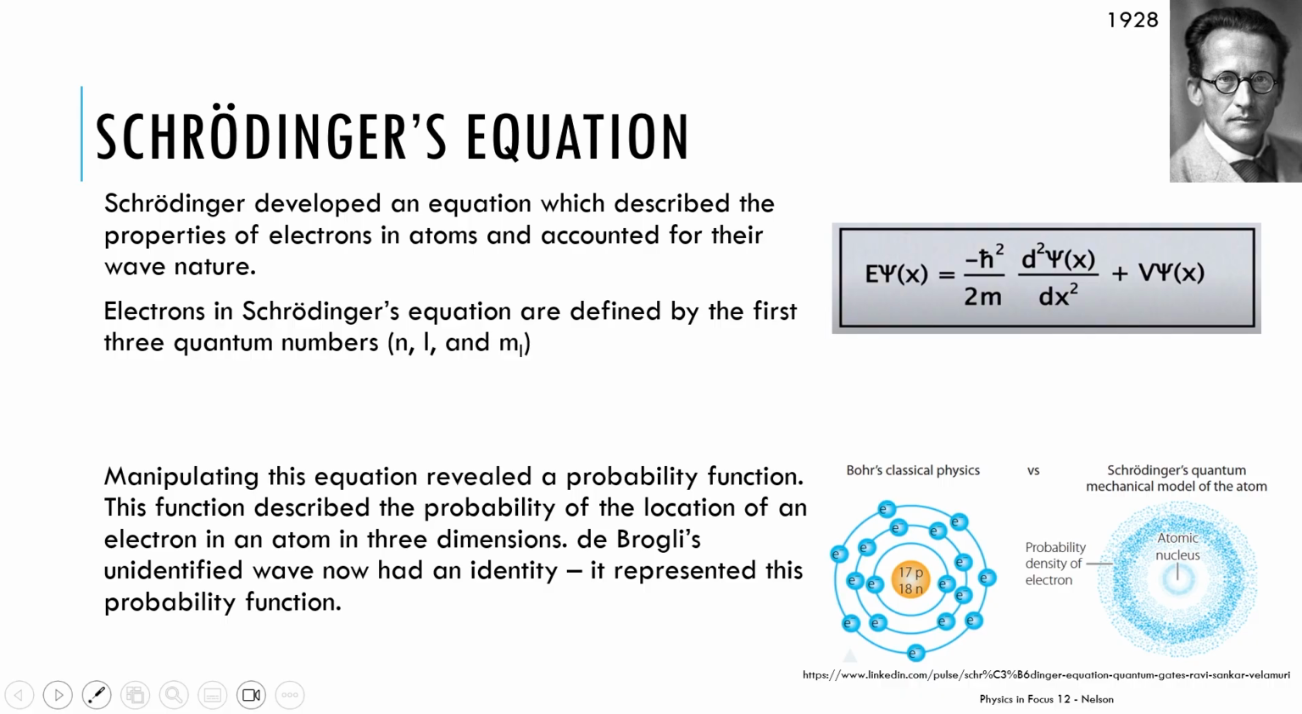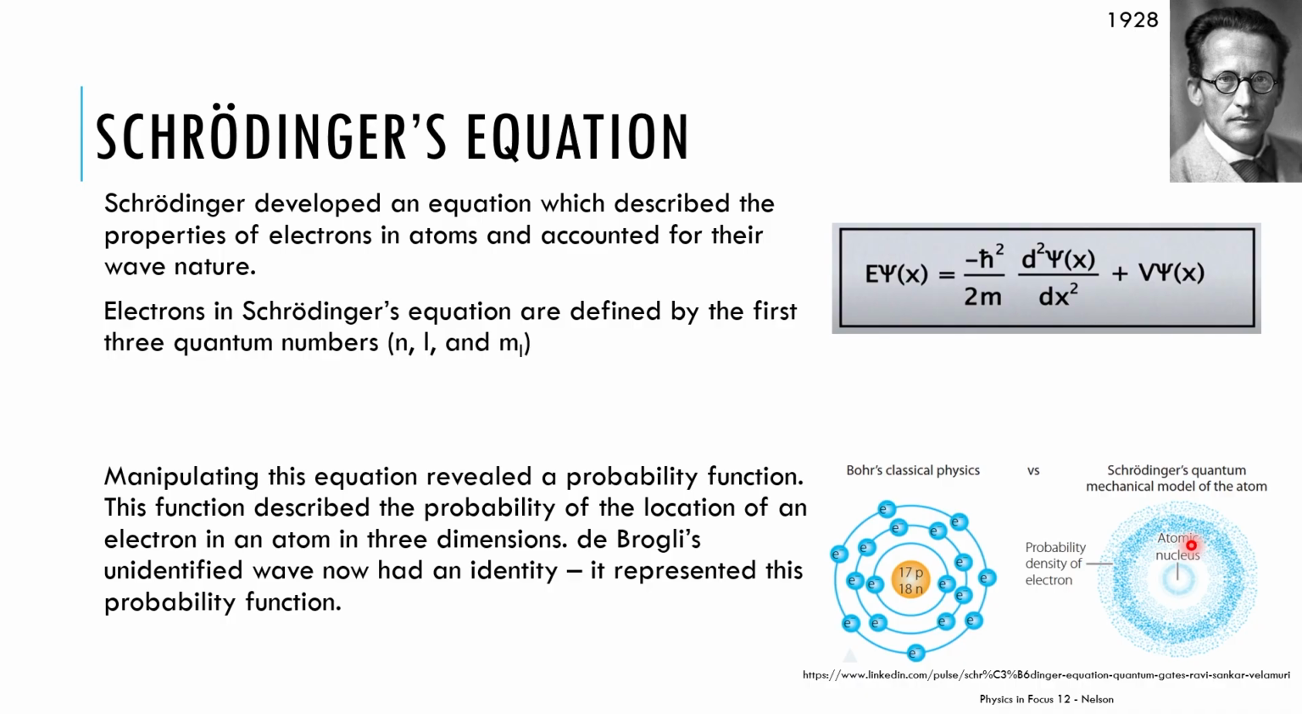What Schrödinger understood was that electrons in an atom would have different properties and a different combination of quantum numbers. His equation, which I'm sure we can all agree is much more complex than the de Broglie equation, accounted for the first 3 quantum numbers, N, L and ML. Not magnetic spin though. When you manipulated this equation in a very particular way, what you would yield is a set of information which could plot in 3 dimensions the probability of finding an electron in an atom. In other words, we could start to plot probability density.